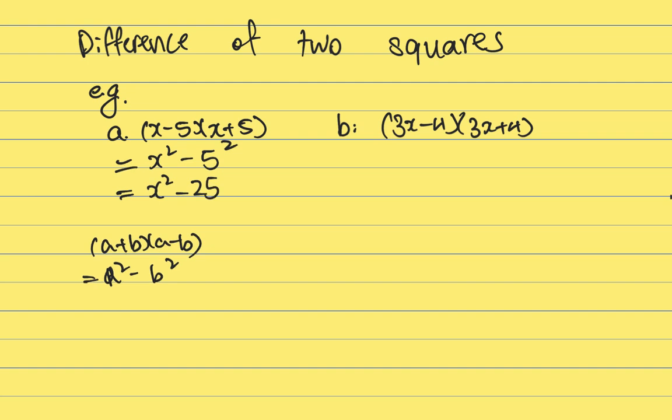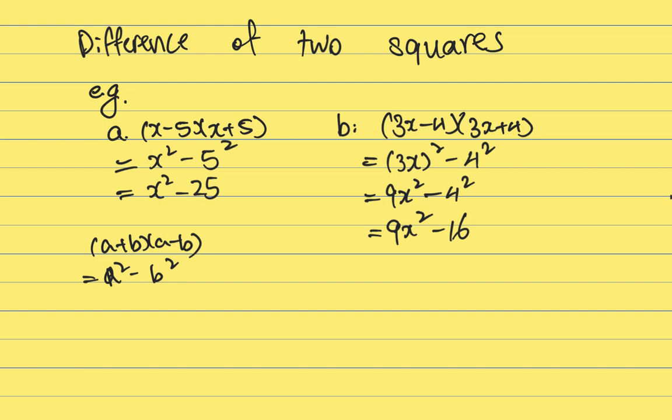Example B: 3x minus 4 times 3x plus 4. Again, we use the rule here. You can write this as 3x squared minus 4 squared. We expand the bracket, 9x squared minus 4 squared, which is the same as 9x squared minus 16.